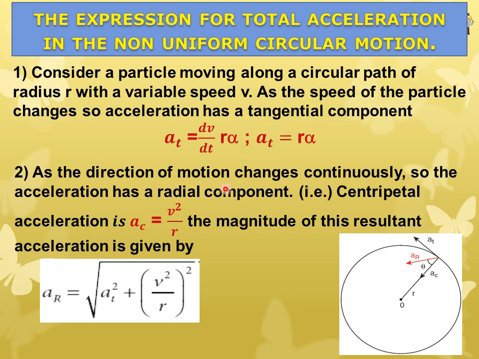As the direction of motion changes continuously, the acceleration has a radial component. The centripetal acceleration is ac is equal to v square by r. The magnitude of this resultant acceleration is given by capital R is equal to the square root of at square plus (v square by r) the whole square.